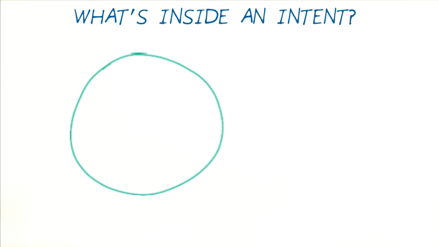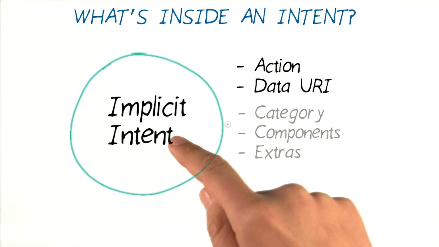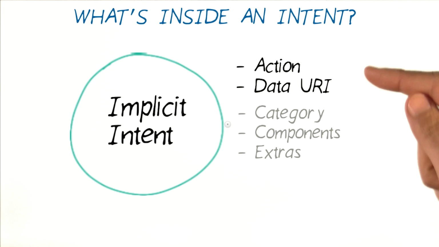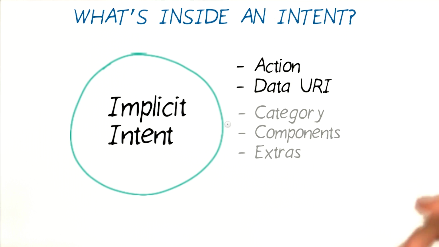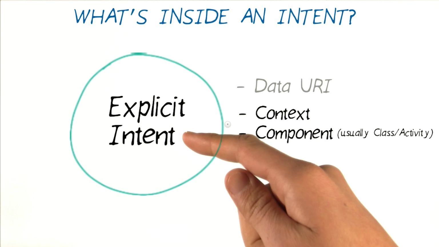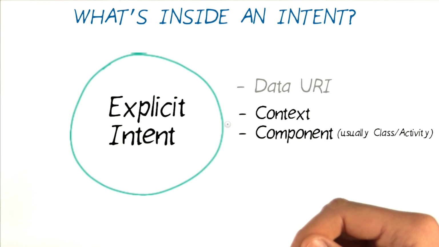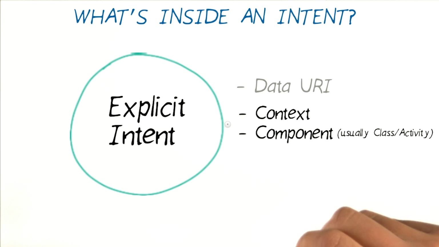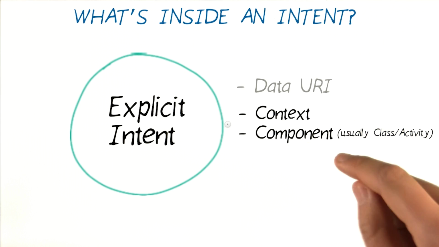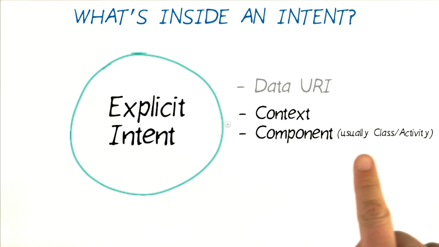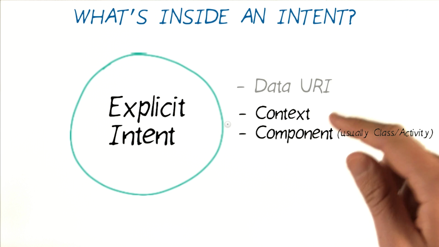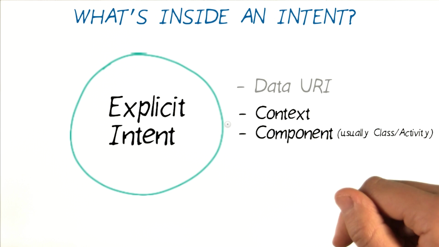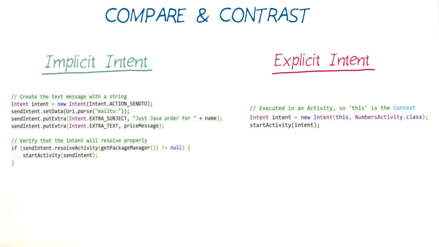All right, so now we know there's two types of intents. And let's review what's inside the ball, which represents our intent. Implicit intents generally need an action and a data URI. We can also add in category, components, and extra information to help the Android system determine which app would best handle this request. Explicit intents already know where they need to go, so they provide very specific information. We usually just need to pass the context and component, which is usually the class we want to navigate to. However, there are situations where we may want to set the data URI so that the other activity can receive certain information. Let's look at the code for these two types of intents.